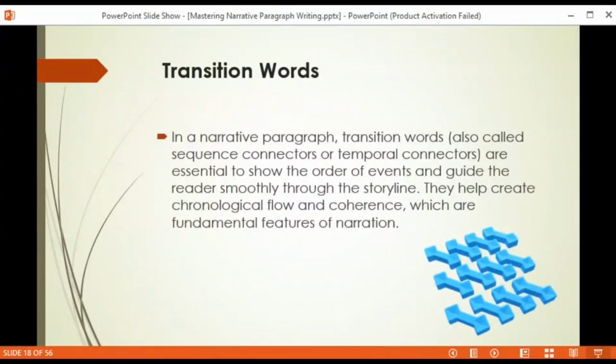Transition words. Thank you, Rabia. In a narrative paragraph, transition words, also called sequence connectors or temporal connectors, are essential to show the order of events and guide the reader smoothly throughout the storyline. They help create chronological flow and coherence, which are fundamental features of narration. Thank you, Sundus. Next slide, please.